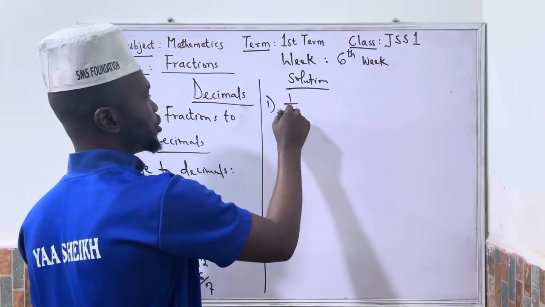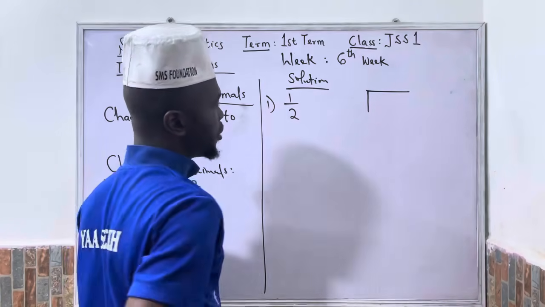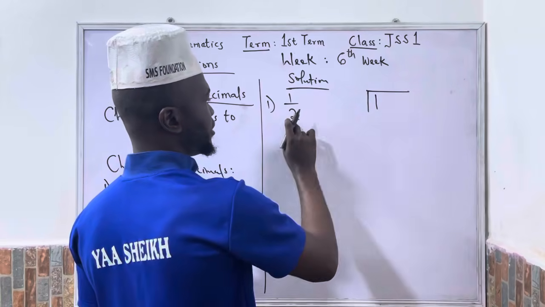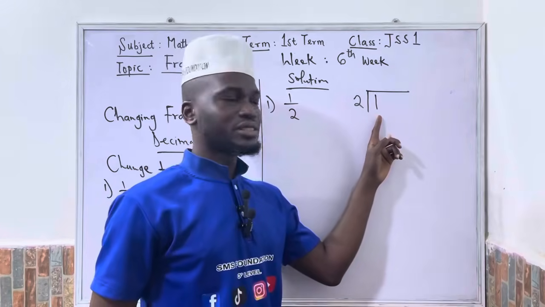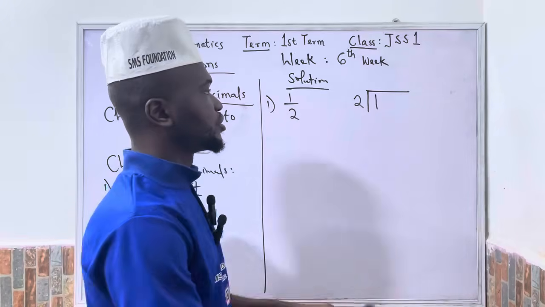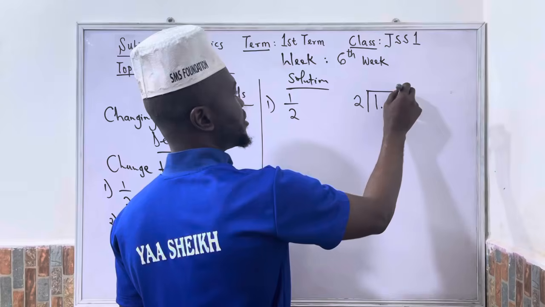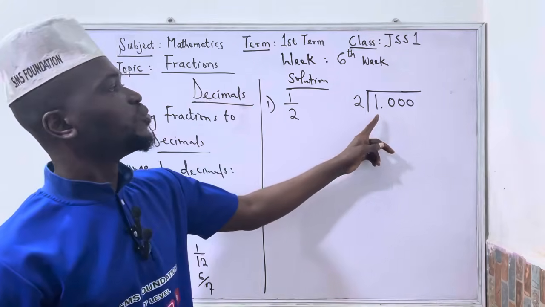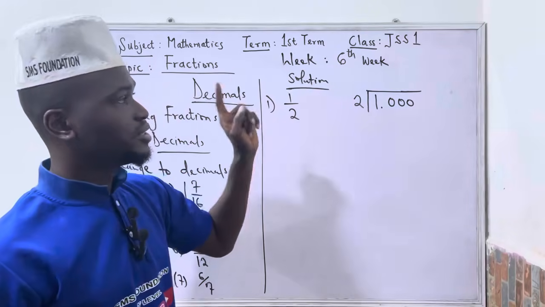This is 1/2. So all I need to do is to draw my division box. So I'm going to put 1 inside here, and I'll put 2 here. Don't let this one stand alone. You can just attach 0.000, any amount of 0. So it is still going to be the same thing. 1.0000, no matter the amount of 0, is still the same as 1.